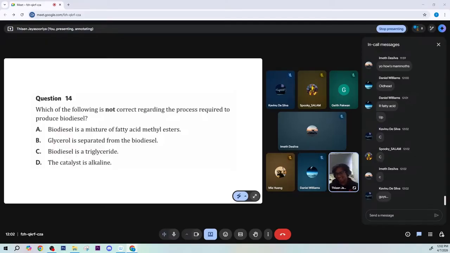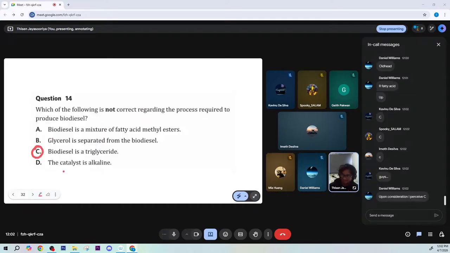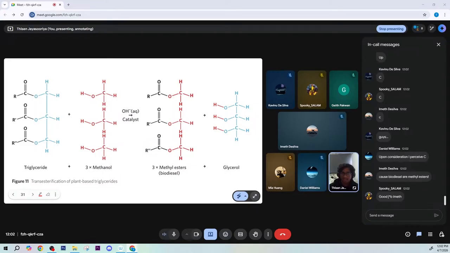C is the only one that doesn't really make sense. Yeah, I think it's C. Biodiesel is a fatty acid methyl ester, so a mixture of these is another name we can think of it as. We do need to separate the glycerol in order to use it. Glycerol is a waste product, so we don't want it. Biodiesel is not a triglyceride. We produce it from triglycerides, but it's not a triglyceride. And the catalyst is in fact alkaline because it's OH minus.